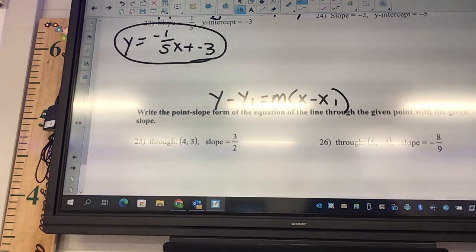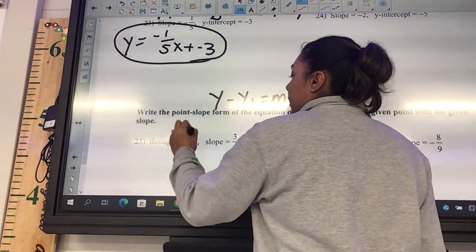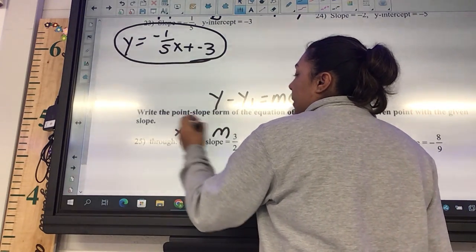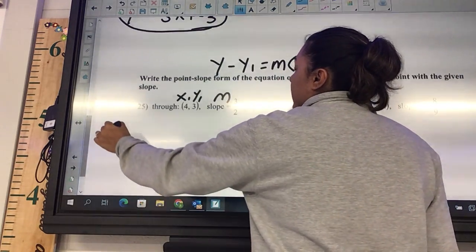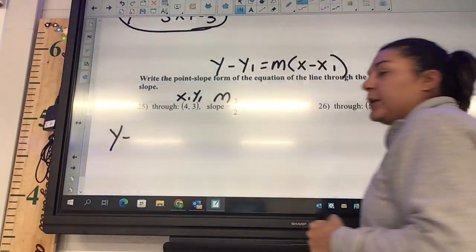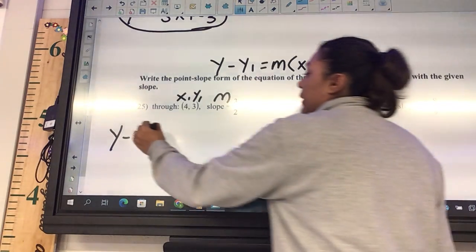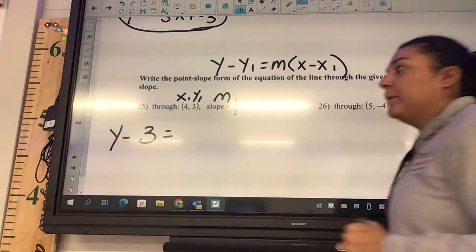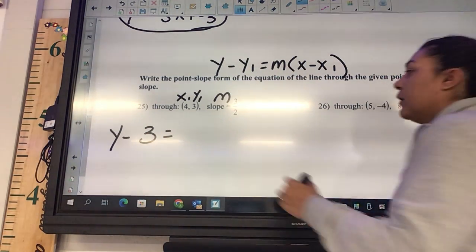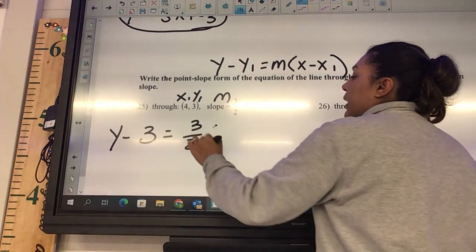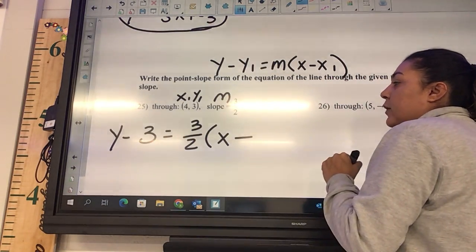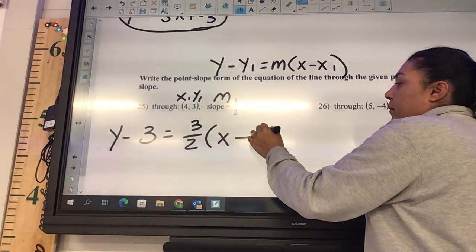So we label these x1, y1, and this is our m. It's going to look like y minus, what is y1? 3. Equals, what's my m? 3 over 2, x minus, what is x1? 4.